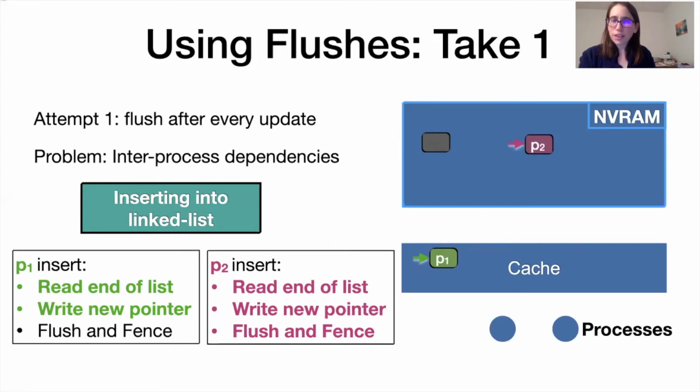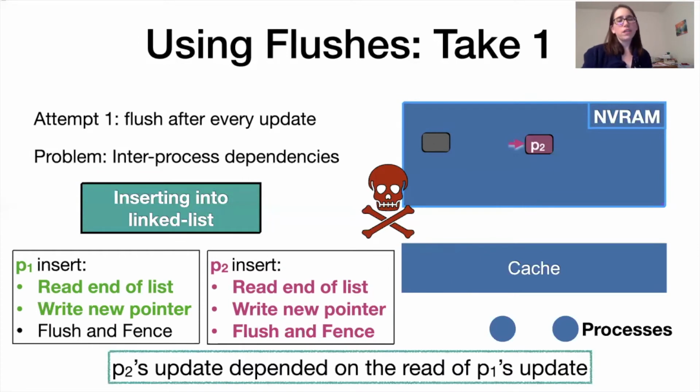Now, if we crash at this point, what happens is that not only do we lose P1's insert, but we also lose P2's node because we don't have a pointer from the main list to it in the memory. And so the problem that we experienced here is that actually P2's update depended on a read that it did in cache that wasn't persistent. Right, so this sort of shows us that flushing every update is not enough.